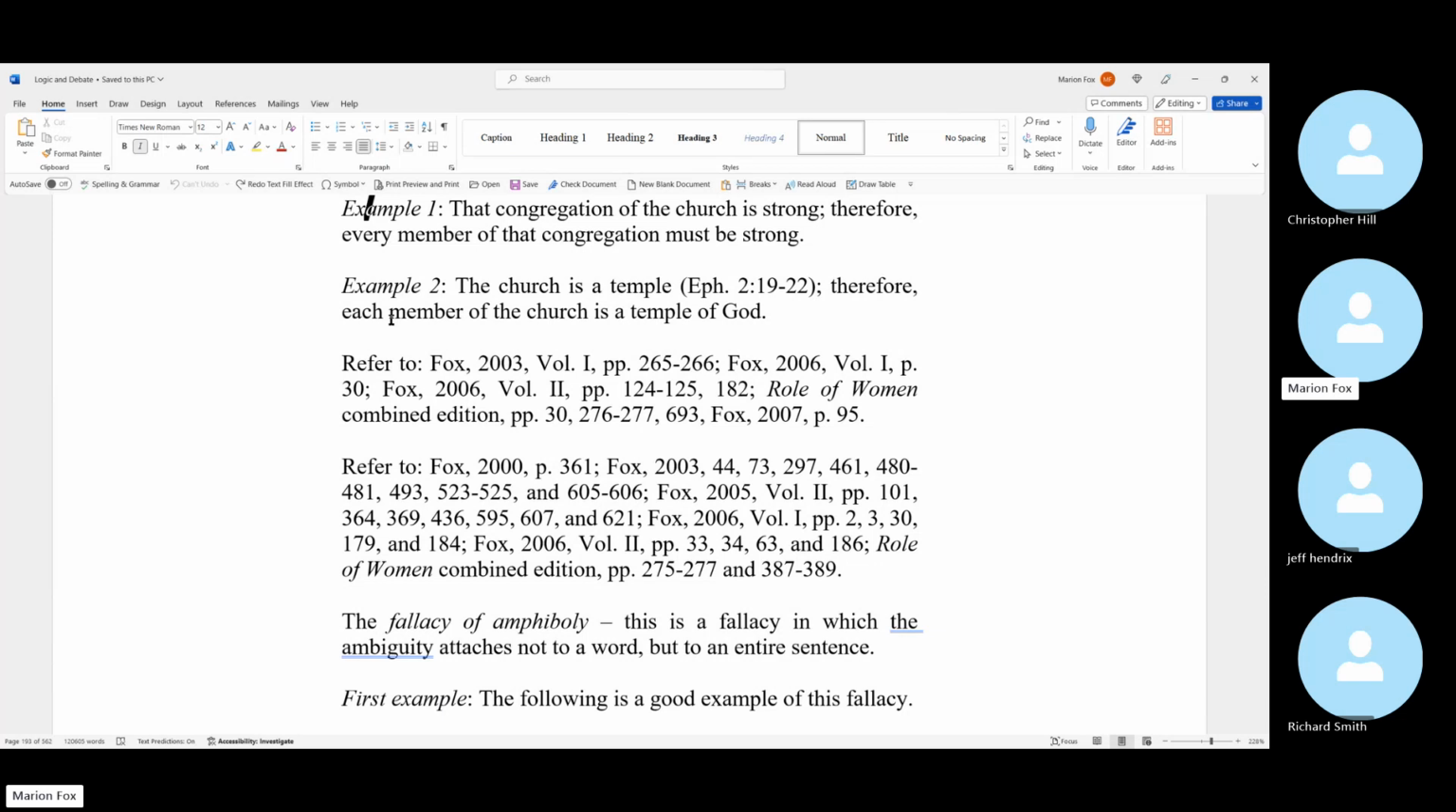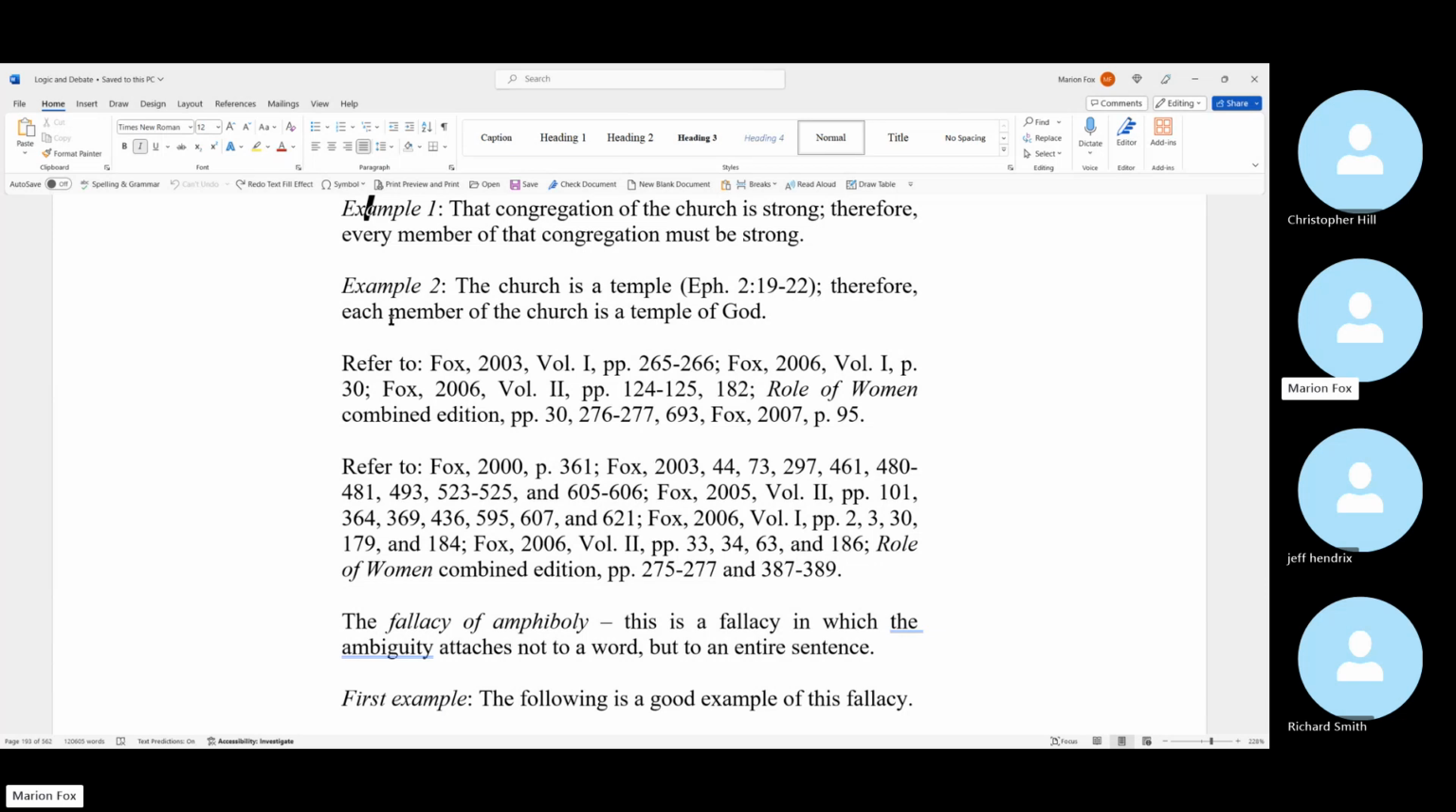Verse 19. So then ye are no more strangers and sojourners, but you're fellow citizens with the saints and with the household of God, being built upon the foundation of the apostles and prophets, Christ Jesus himself being the chief cornerstone, in whom each several building fitly framed together groweth into a holy temple in the Lord, in whom ye also are built together for a habitation of God in the Spirit. So that's an assumption here that the whole church is a temple, and so that makes each individual a temple. Again, that's a fallacy. That's the same fallacy.